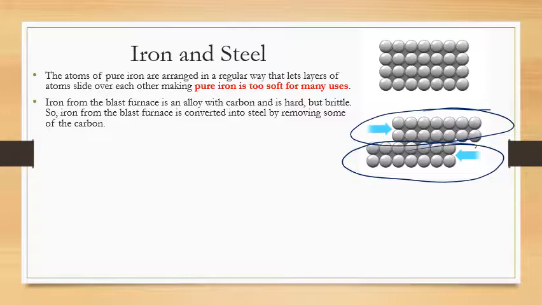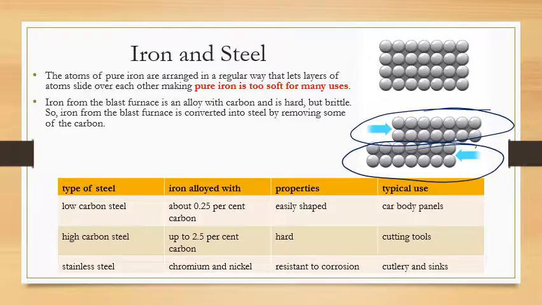So what you have to do is convert iron into steel, you have to remove some of the carbon. The way that's done is by heating it in oxygen, so you've got carbon converting into carbon dioxide. And here are some examples of what they're used for. Low carbon steel, which is about 0.25% carbon, is easily shaped and used for car bodies. High carbon steel, which is closer to the material that comes out of the blast furnace, is hard but slightly brittle, so it's used for cutting tools. And stainless steel is an alloy, a mixture of chromium and nickel with iron, which resists corrosion and is used in cutlery and sinks.